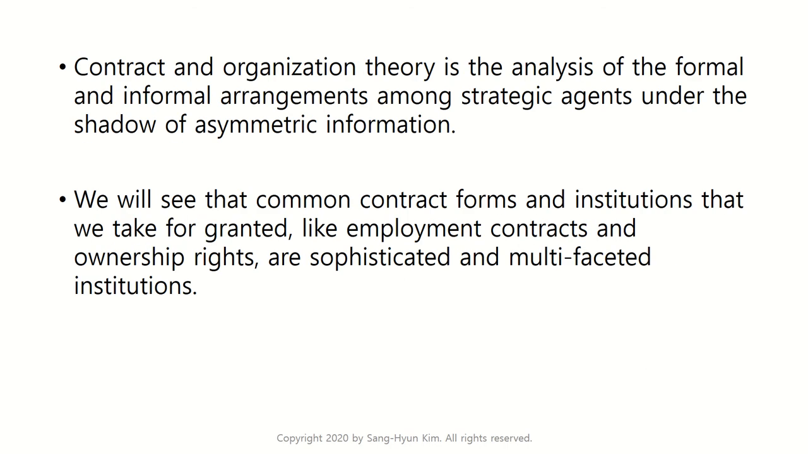And contract and organization theory is the analysis of the formal and informal arrangements among strategic agents under the shadow of asymmetric information. And we'll see that common contract forms and institutions that we take for granted, like employment contracts and ownership rights, are sophisticated and multifaceted institutions. So that's pretty much it. I mean, that's the description of this course, and I recorded my lecture videos last semester, and I'm going to use them.